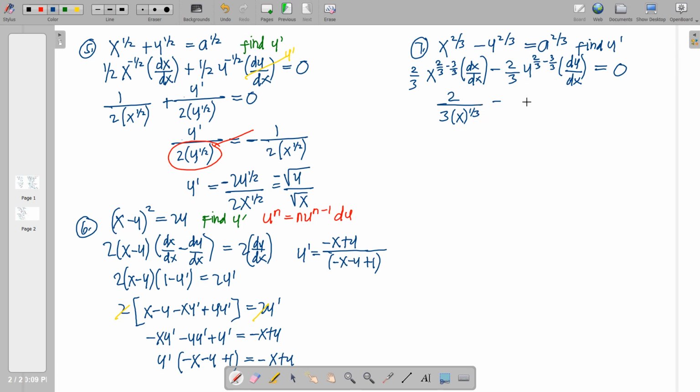So moving on, we do the same for the second term. We bring down y raised to negative 1 thirds, which becomes positive on the denominator. And the y prime should remain at the numerator. And that equates to 0.